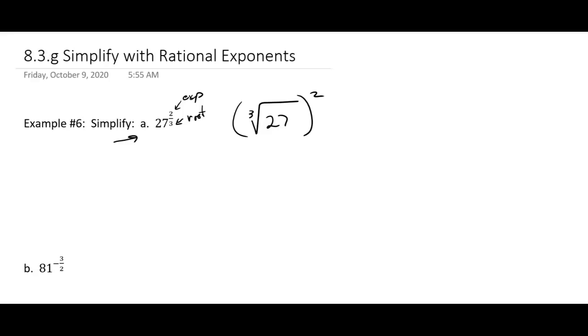Okay, do we know the cubed root of 27? Maybe we do. It's 3. So that radical part becomes 3, and then we're going to square it, which is 9. So that's how that one simplifies.